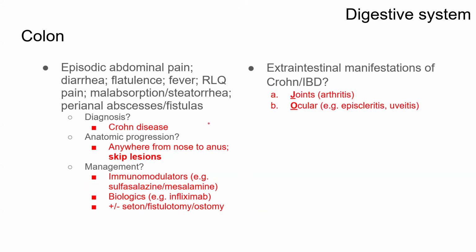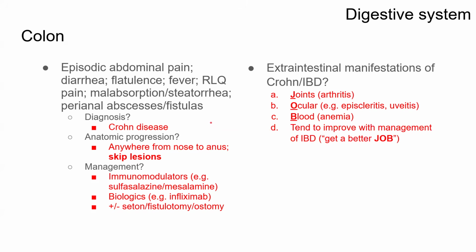You can have ocular symptoms, like episcleritis and uveitis, and then you can have an effect on the blood. So you can have anemia, in this case probably anemia of chronic disease. You might also have some iron deficiency anemia if you're not absorbing things in the GI tract, and so forth. These symptoms tend to get better with management of IBD.